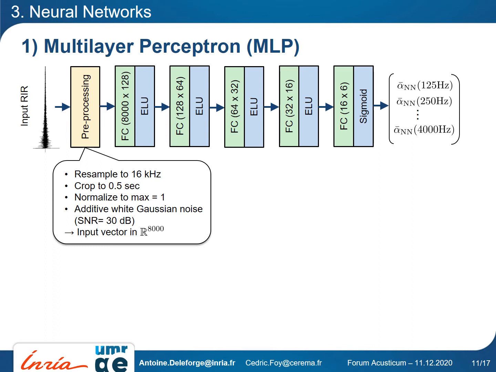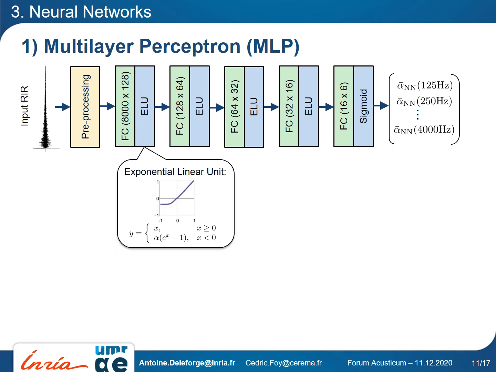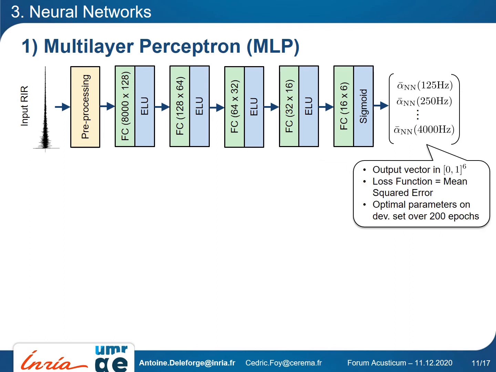We then have 5 consecutive blocks made of fully connected linear layers of decreasing dimensionalities and of nonlinear layers of exponential linear units. We finish by a sigmoid layer in order to constrain output values between 0 and 1. To train the network, we use a mean squared error loss function on absorption coefficients and the parameters giving the lowest loss on the development set over 200 epochs on the training set are kept.